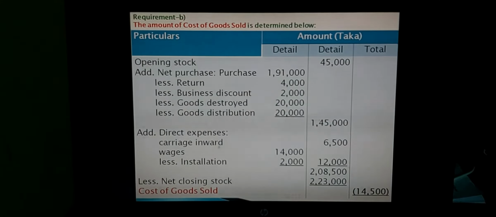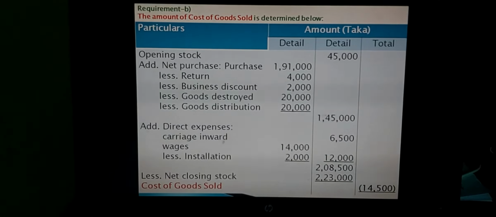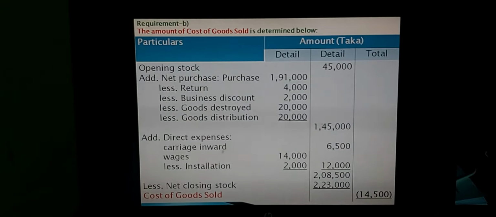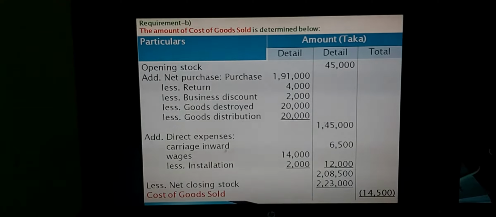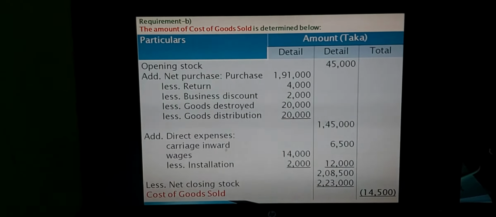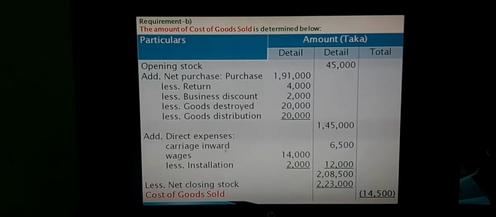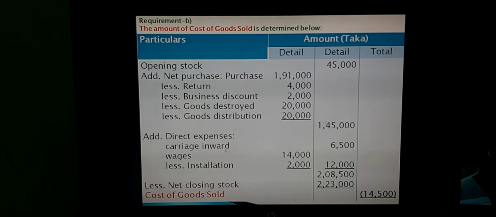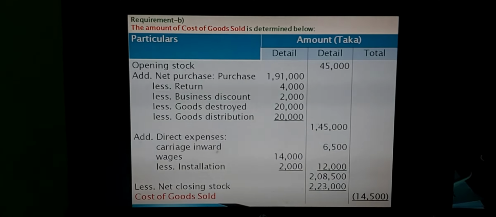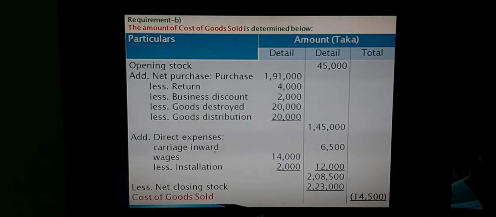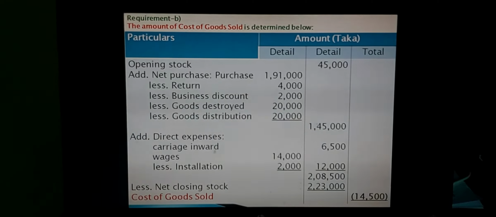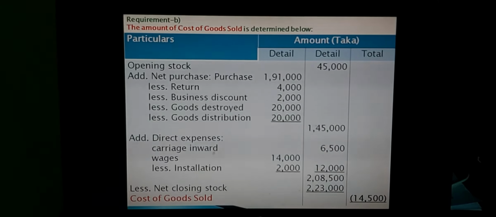Dear students, you know totally 4 heads are available in determining cost of goods sold. First head, opening stock, add net purchase, add direct expenses, less closing stock. So at first you have to write, for determining cost of goods sold, opening stock taka 45,000 from the trial balance.